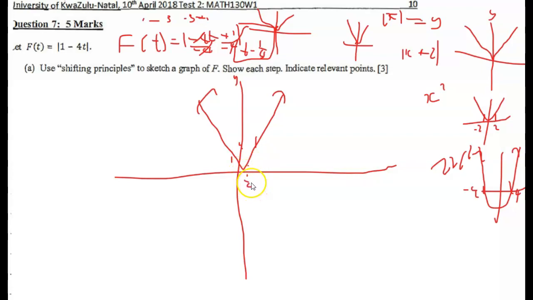Now, to test if this answer is correct, I want you to substitute any point over here. So let's do a point after 4, so 5. The absolute value of 1 minus 4 times 5, that's 20. So 1 minus 20, that's the absolute value of minus 19, and obviously the absolute value of minus 19 is just 19. So it makes sense, right?